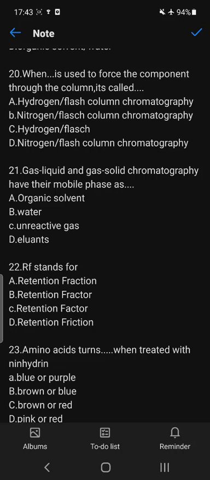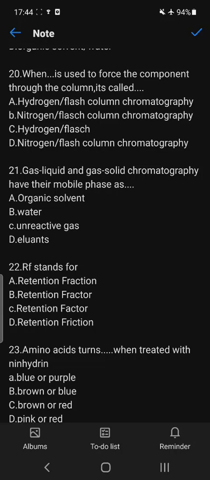Number 21, gas liquid and gas solid chromatography have their mobile phase to be unreactive gas. What are examples of unreactive gases? All noble gases are unreactive. If we don't call them unreactive gases, we call them inert gases. If we don't call them inert gases, we call them noble gases. If we don't call them noble gases, we call them rare gases. Please take note of that. So in gas liquid and gas solid chromatography, the mobile phases are unreactive gas.